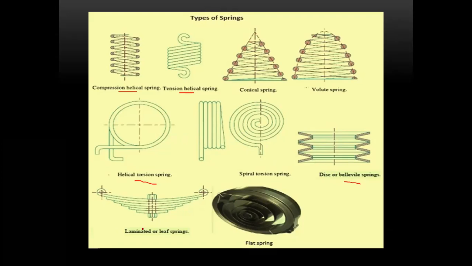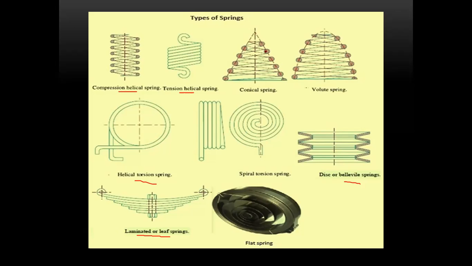Next, coming to the laminated or leaf springs, which are used in your trucks, trams, buses, cars. And next one is a flat spring. This one is a flat spring. So these are the various types of springs commercially available in the market, which are used for different machine members, right?